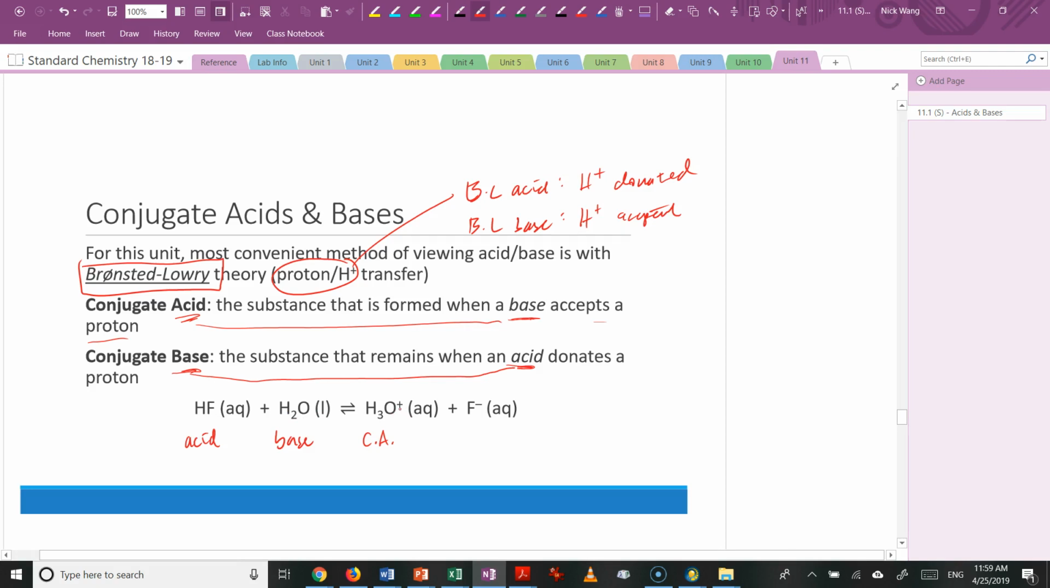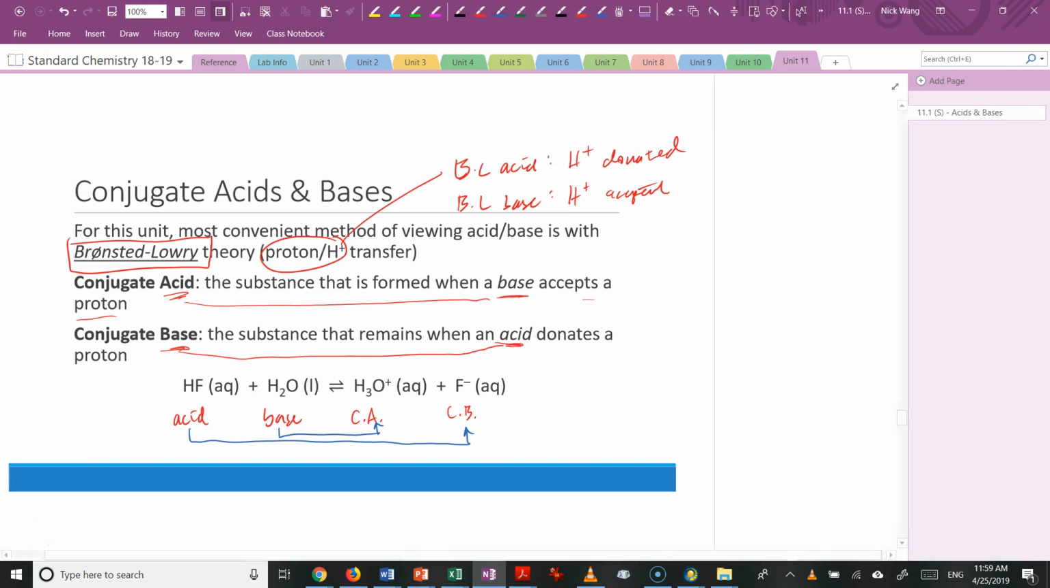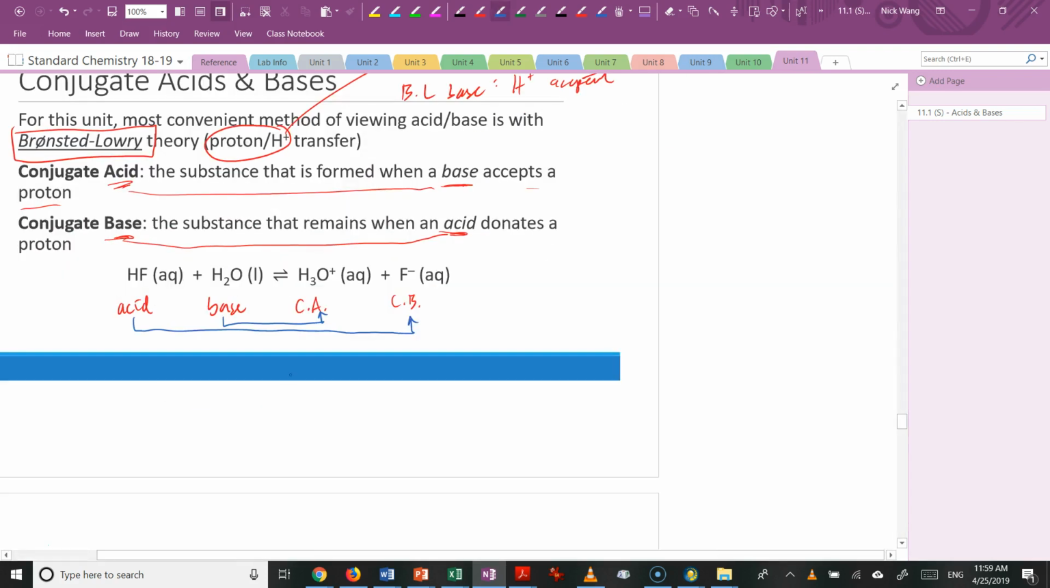What about F-? Well, F- is the substance that remains when an acid, HF, donates the proton. So the HF gives up the H. What's left over is the F-. This becomes my conjugate base. So these are like counterparts. These two things right here are effectively counterparts to each other. The acid becomes the conjugate base. The base becomes the conjugate acid. Now, what exactly is going on here? Remember, this is supposed to happen as a back and forth. How do you know this is happening in both directions, both towards the left and towards the right?